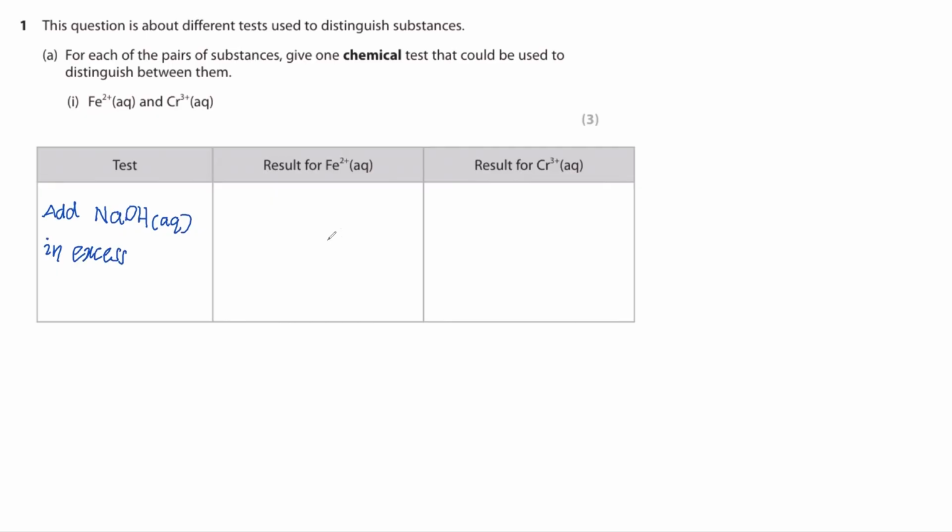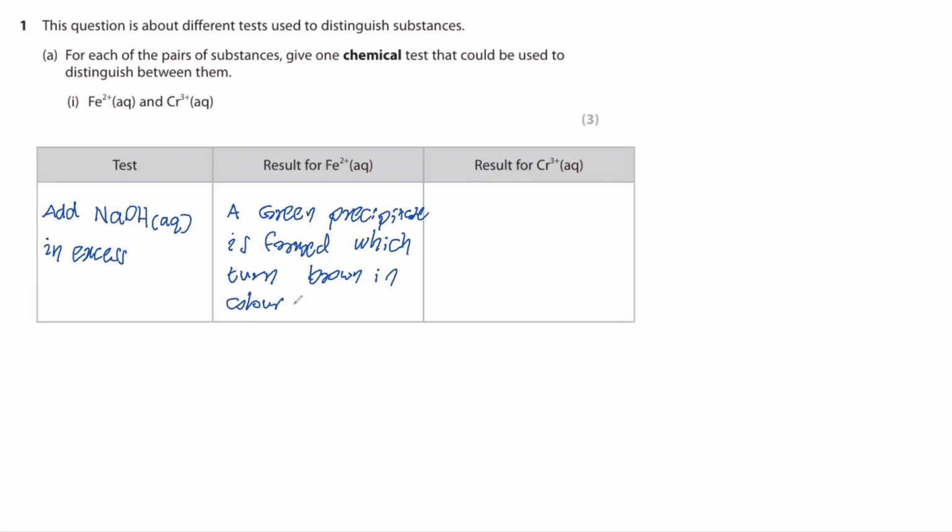What I can see with Fe2 plus ion is a green precipitate is formed, which turns brown in color with time. So if we leave it for a while, it will turn brown.